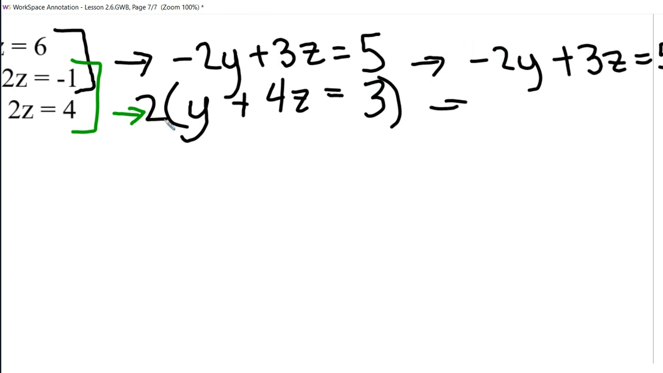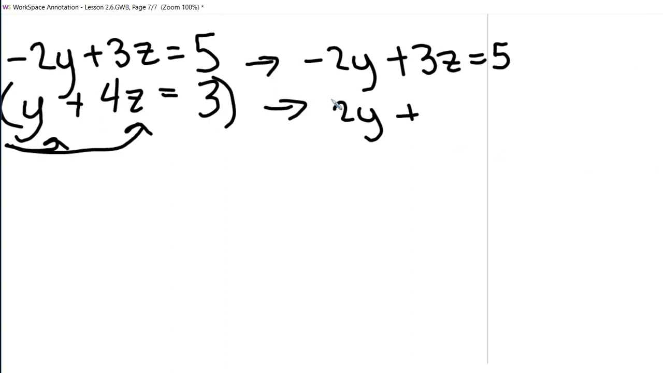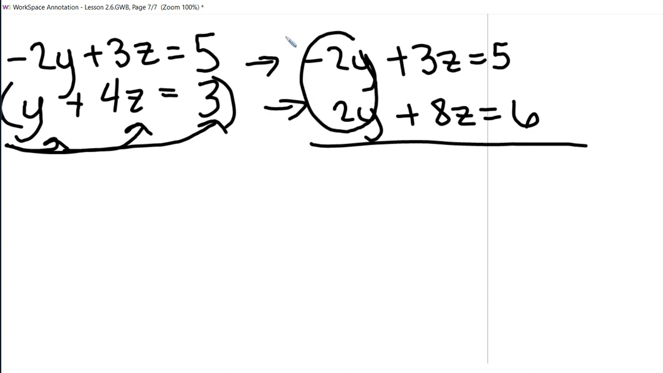Distributing the 2, what's 2 times y? 2y. And what's 2 times 4z? 8z. And 2 times 3? 6. Negative 2y, positive 2y. Here's my zero pair. Combining the z's was 3z plus 8z, 11z. 5 plus 6. Divide both sides by 11. What does z equal?